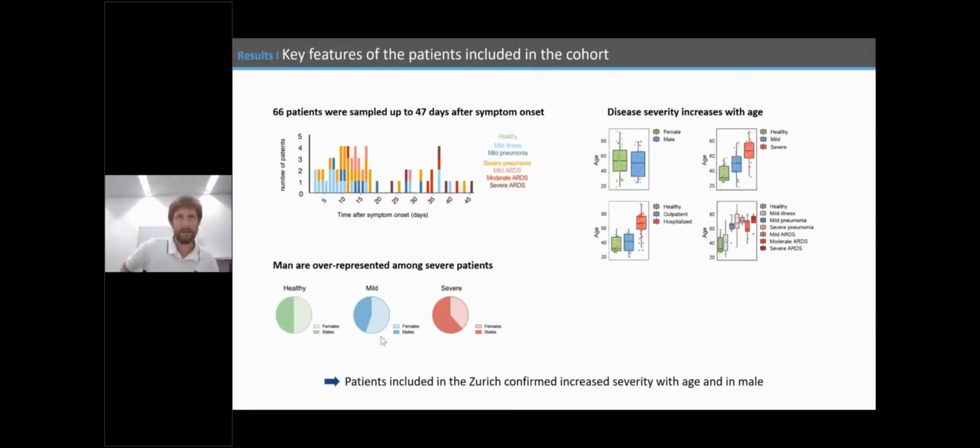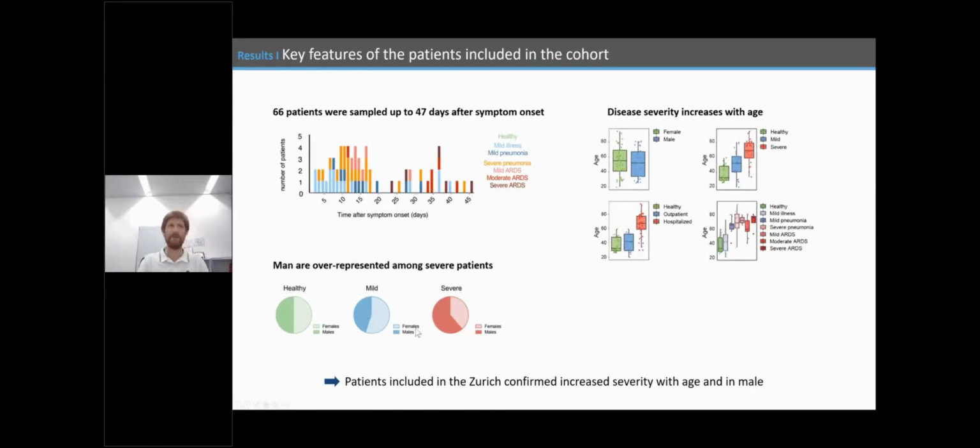In this data set that I will show you today, 66 COVID patients are included. These were sampled at different time points after symptom onset. To the left, you see number of patients. X-axis is the time after symptom onset. And you can also see in a color code whether those patients had mild disease or a severe disease or even acute respiratory distress syndrome.